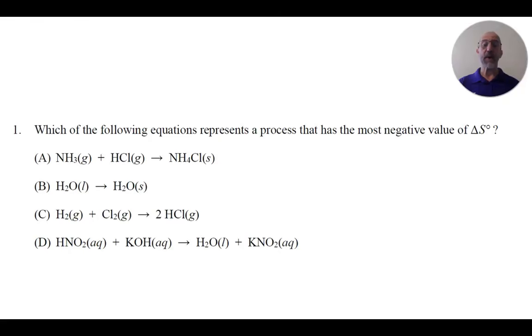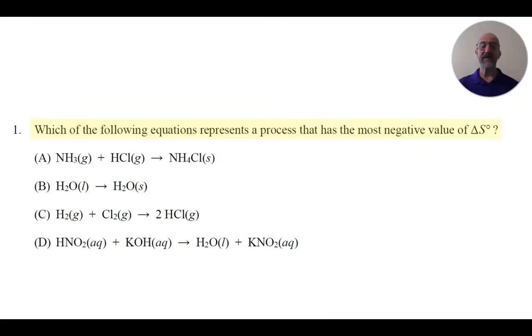All right, now it's time to move on to the practice for topic 9.1. This is question 1. In question 1, we are given 4 balanced chemical equations, and the question asks, which of the following equations represents a process that has the most negative value of delta S? So delta S represents the change in entropy, so we're looking for the most negative value of delta S, or the most significant decrease in entropy.